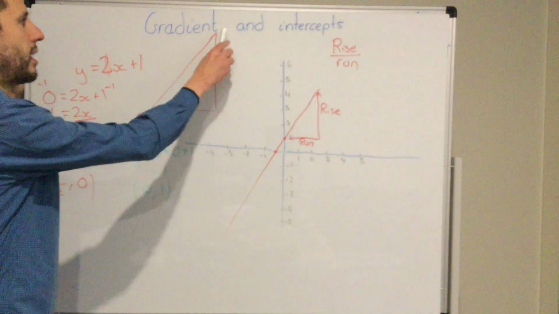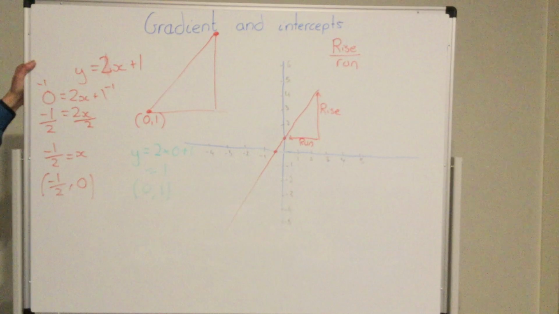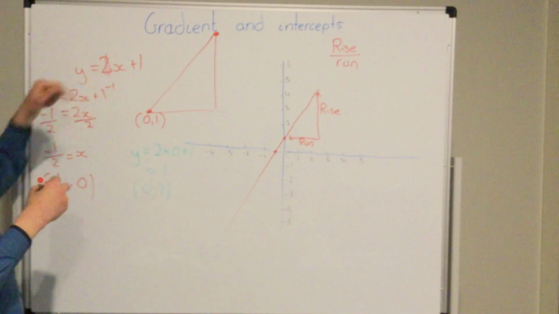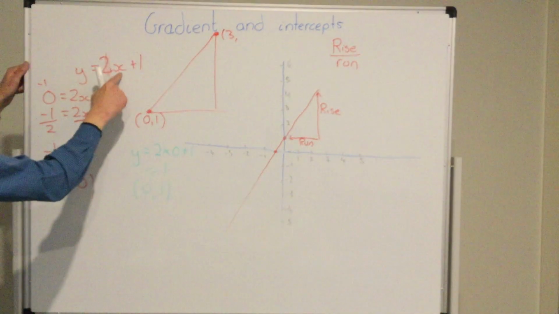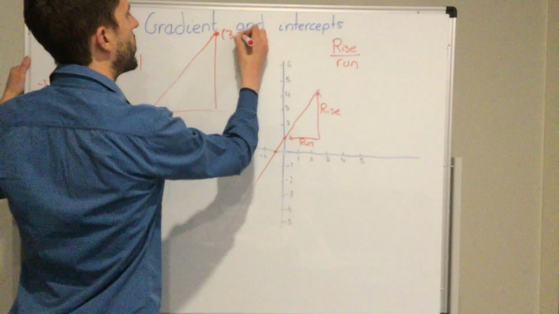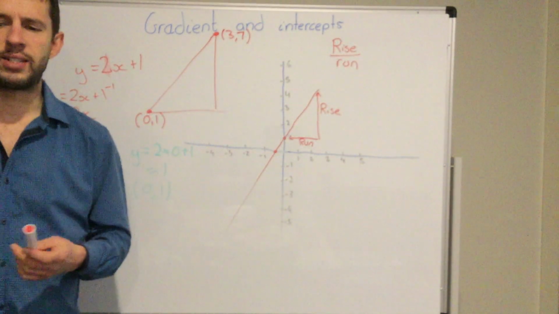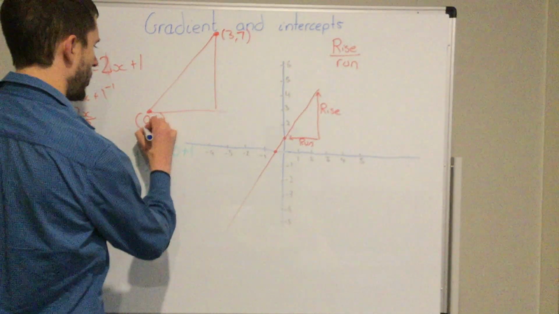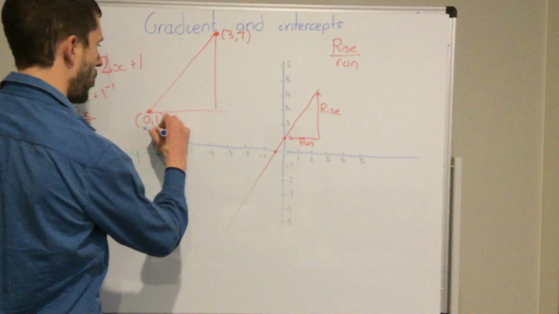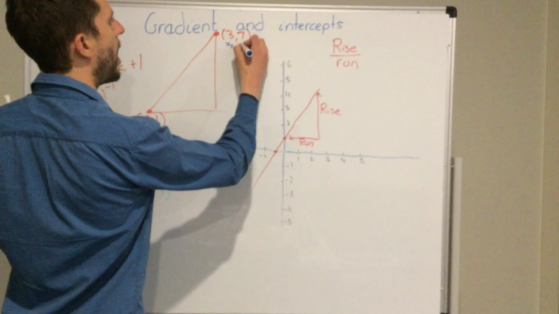I am then picking this point up here. And for that point, if x is 3, 2 times 3 is 6, 6 plus 1 equals 7. Okay, so I've got my point which is 3 and 7 over there. I'm going to be giving this x1 and y1 and this x2 and y2.